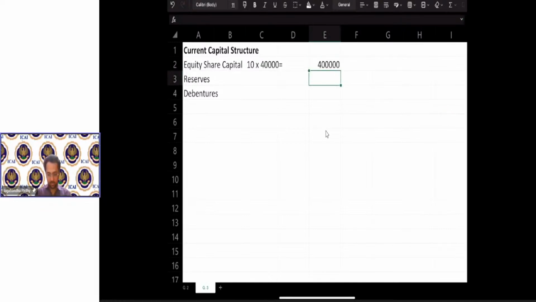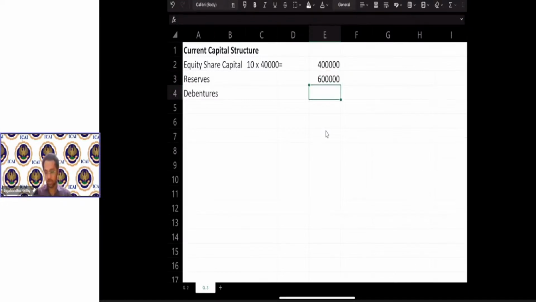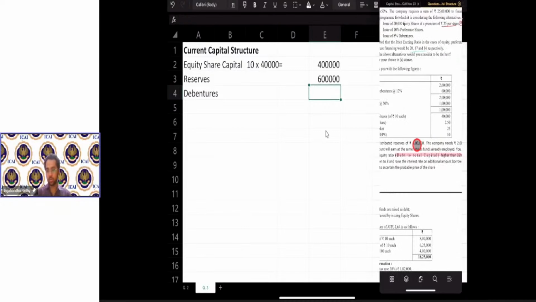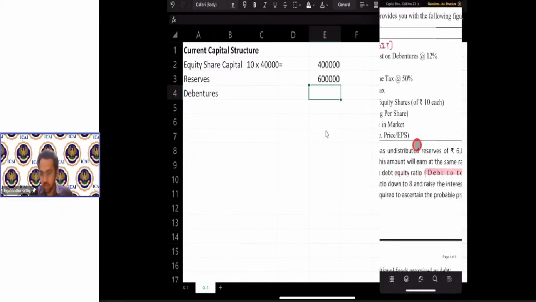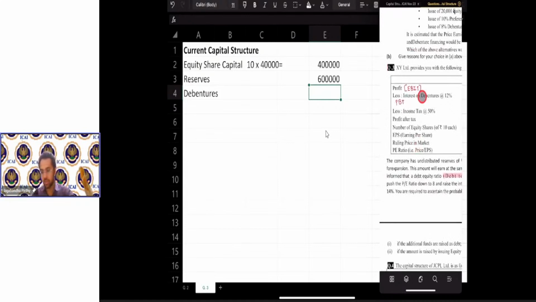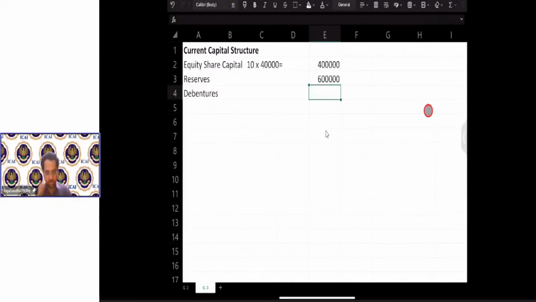The reserves are 6 lakh, because that's there in the question. It has got undistributed reserves of 6 lakh. And then you look at the debentures. Debentures is basically what you can get from the interest. So interest on debentures at 12%, so interest amount is 60,000. So debentures is going to be 60,000 divided by the 12% interest.